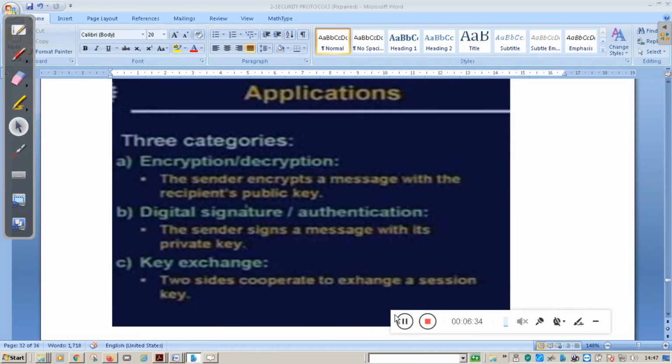Now the applications of this system: one is encryption and decryption, where the sender encrypts the message with the receiver's public key. The second one is a type of authentication, which we can call a digital signature, where the sender signs the message with its private key. And the third application is key exchange.